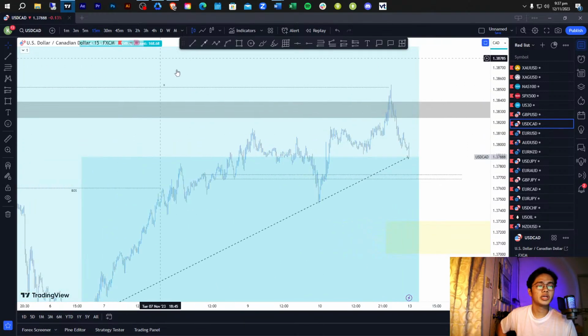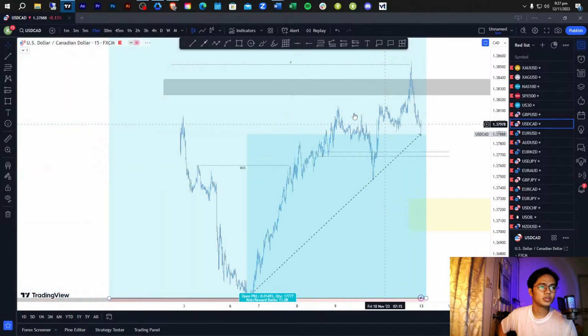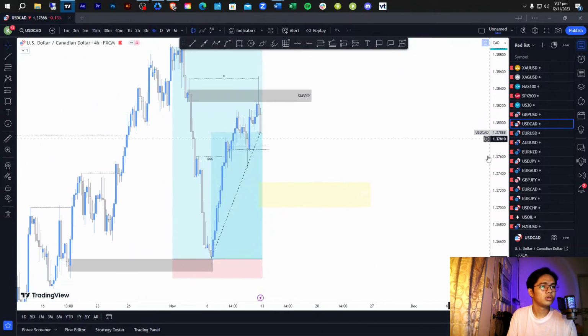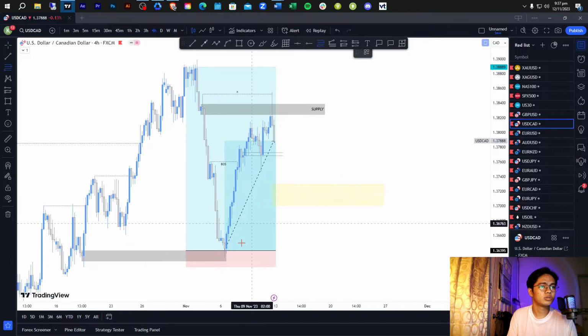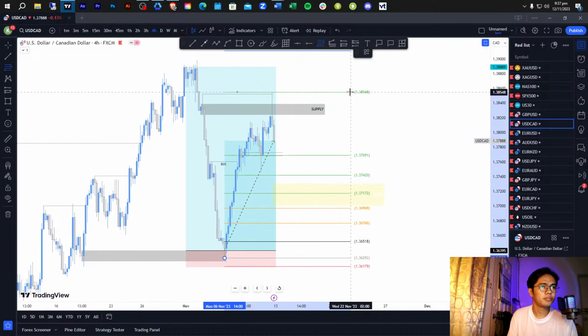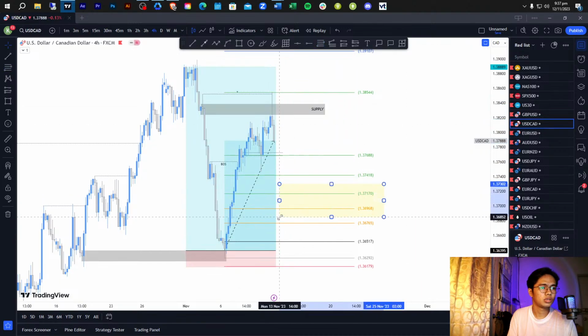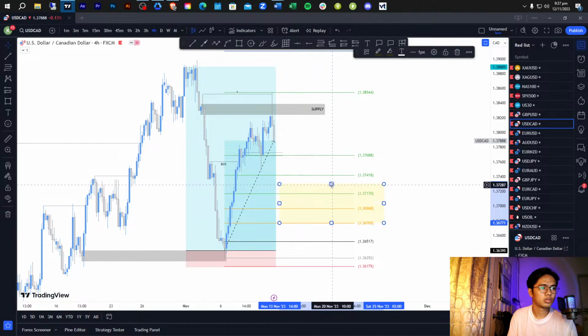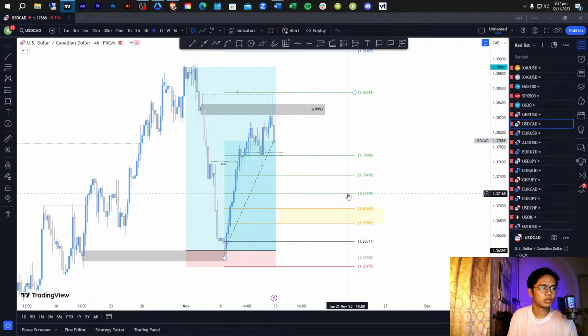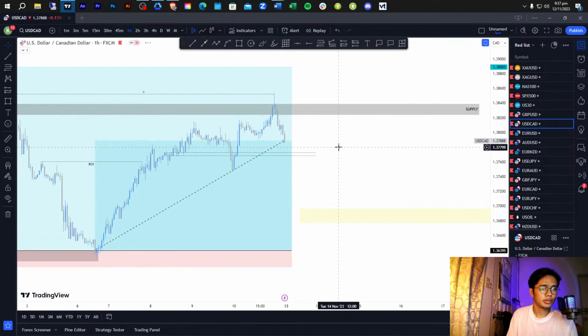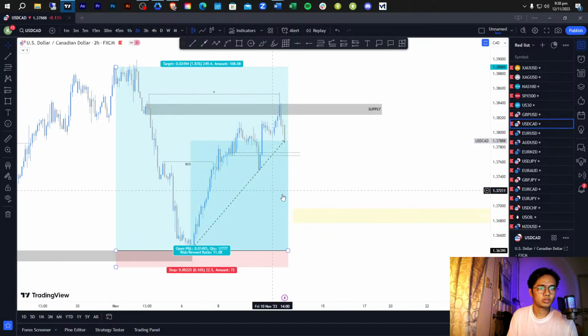So on USD CAD, we're just waiting for the retracement, because if we base it on the higher time frame, here's our OTE. There's a new OTE down here, and 2 hours.